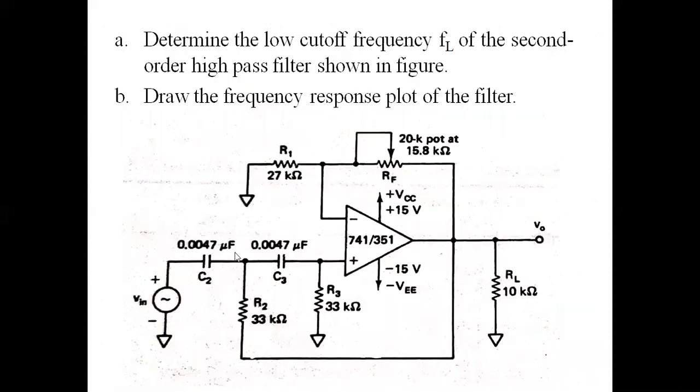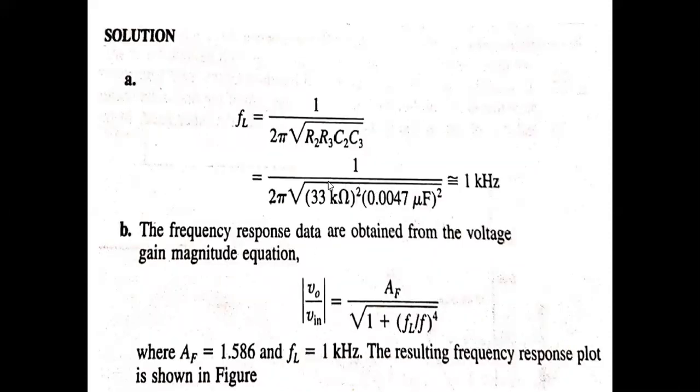So in the figure they have mentioned the values of R2 and R3 as 33 kilo ohm, and the capacitor value of C2 and C3 as 0.0047 microfarad. Hence, substitute those values: R2 and R3 give 33 kilo ohm square, and the capacitor value is 0.0047 microfarad square. Therefore, 1 over 2 pi square root of R2 R3 C2 C3 gives a cutoff frequency of nearly 1 kilohertz.